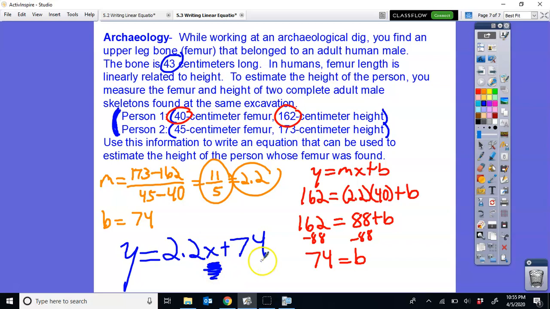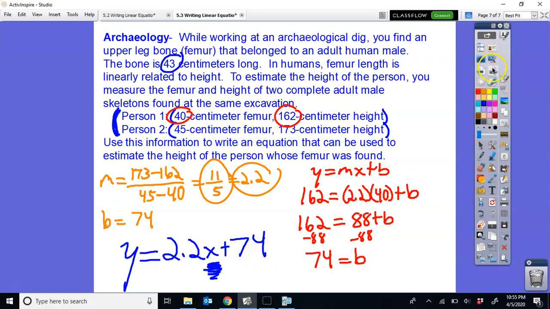Also notice this 74 is kind of weird, the beginning amount. That means if you had 0 for the femur, you'd be 74 centimeters tall. Now that's kind of weird to think about, if somebody doesn't have an upper leg bone. But that's what that beginning amount means. That's why you have to be careful. With real world equations, they're not always going to be perfect, but they do give me an ability here to make predictions.